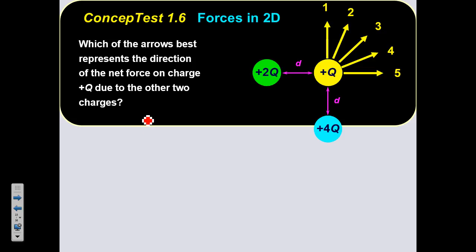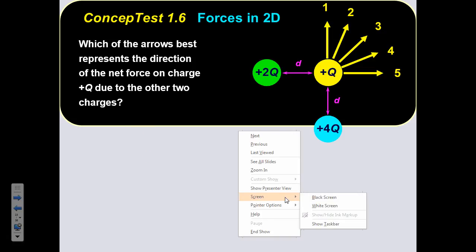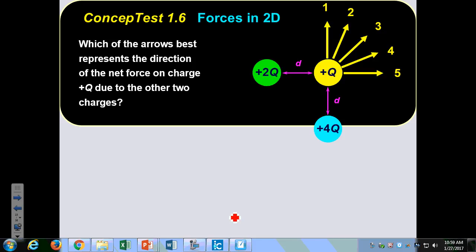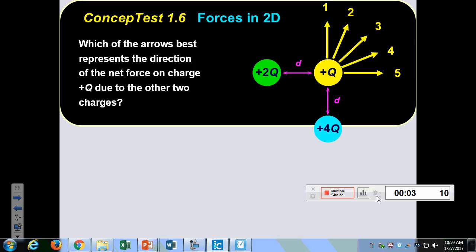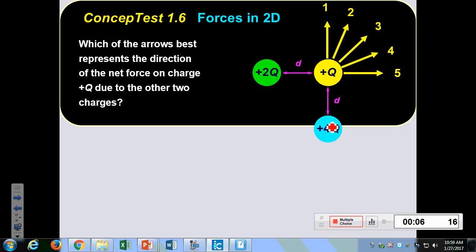All right, which of these best represents the direction of the net force? That's your 1 through 5, A through E. We did one like this. You want to sketch out the vectors for each charge configuration, and then try to figure out which is the sum of those two vectors.